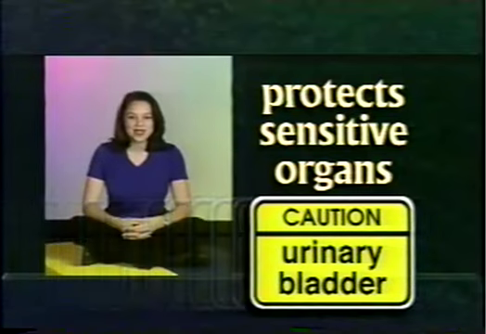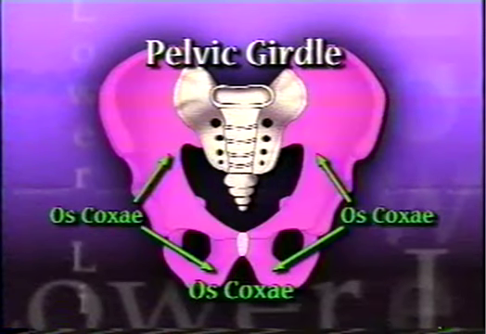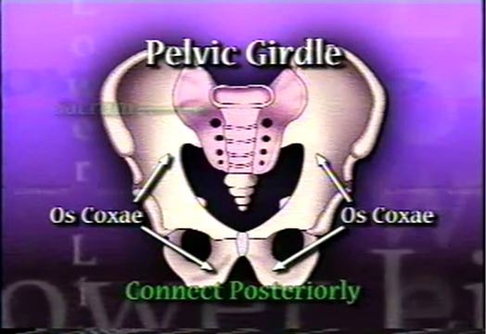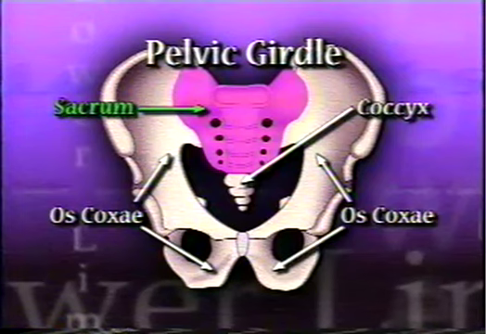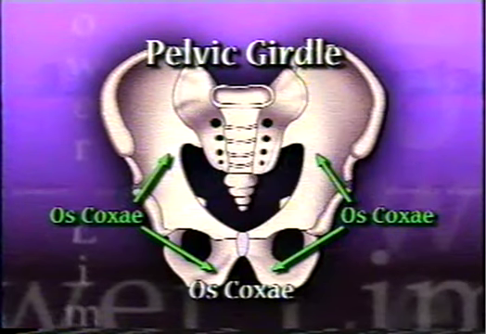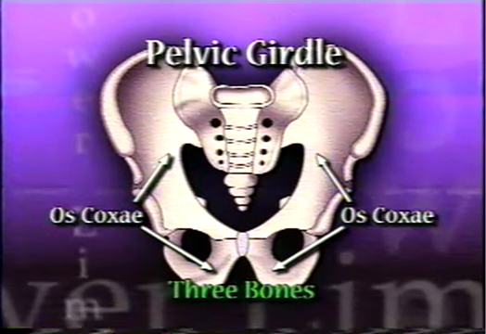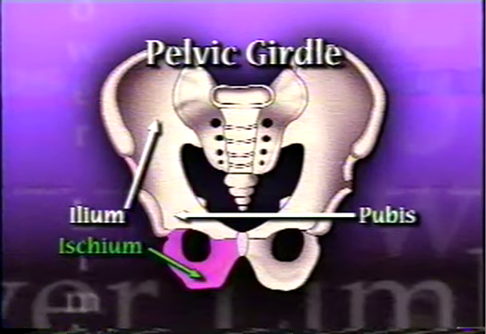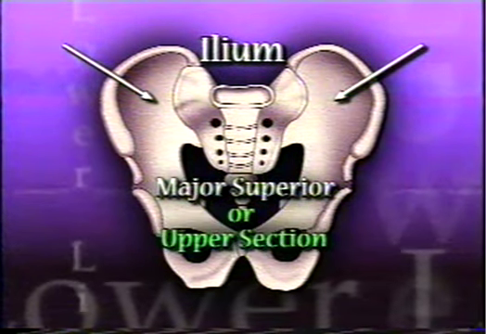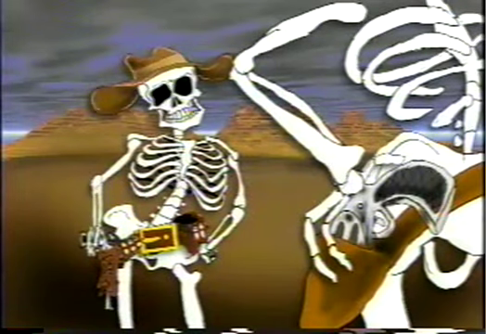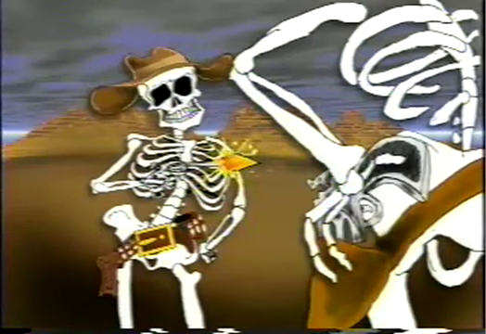The pelvic girdle is made up of 2 bones called os coxae, which connect posteriorly with the sacrum and the coccyx. You remember the sacrum. It's a division of the vertebral column. Each os coxa is made up of 3 bones, the ilium, the pubis, and the ischium. The ilium forms the major superior or upper section of the os coxa, or where you rest your hands on your hips when you're preparing for a big cowboy gunfight.